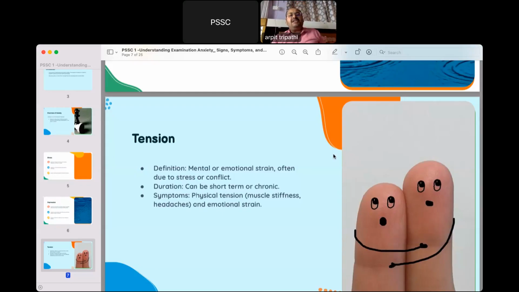Physical tension like muscle stiffness could be a frozen shoulder. It could be a stiff neck. It could be a headache. This is all called tension. Okay, I believe it is clear to all.